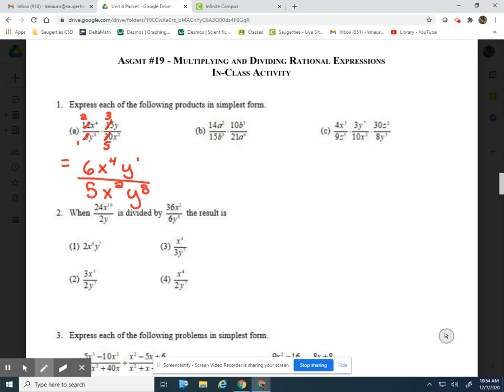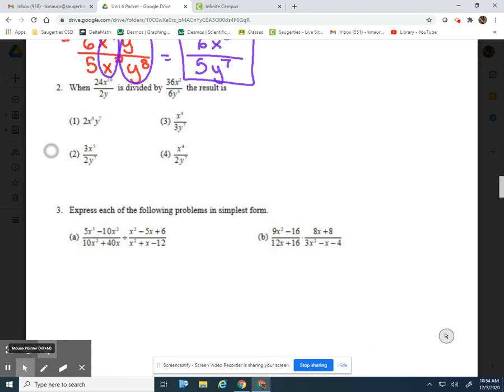So now I'm going to simplify my letters. I have 6 over 5. That hasn't changed. X to the 4 over x to the 2 is x squared. This is just like what we did on Tuesday. And then my y's, y to the 1 over y to the 8 is y to the 7 on the bottom. That's what you do when you have a monomial.